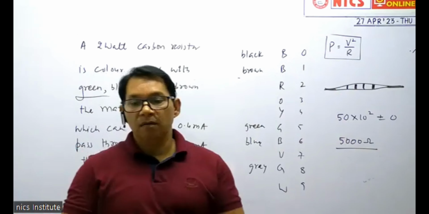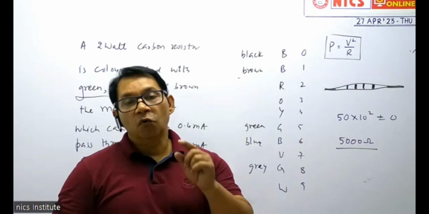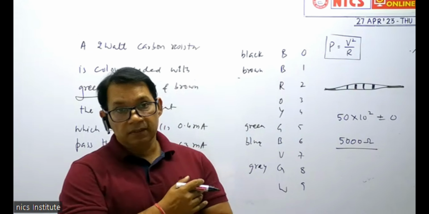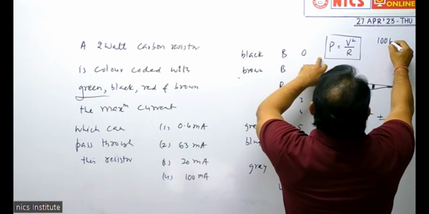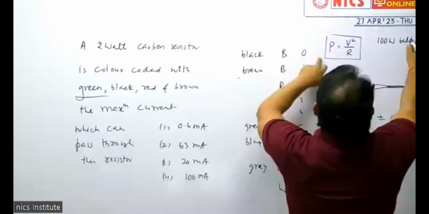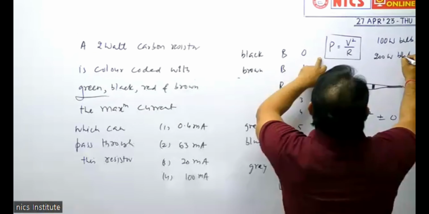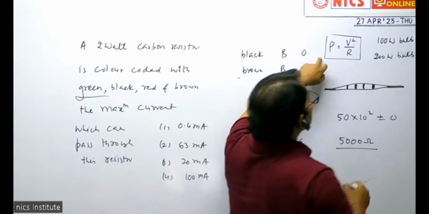Whenever you see a bulb, or any electrical gadget, the power and the voltage at which it works will be given to you. So you can always find the resistor. That way, if you have a 100-watt bulb and a 200-watt bulb, both operating on 220 volts, which bulb has the higher resistance?